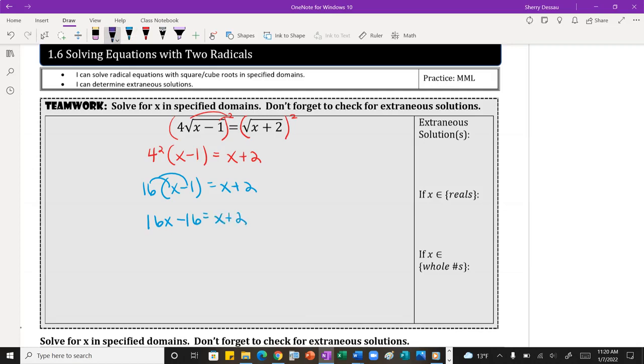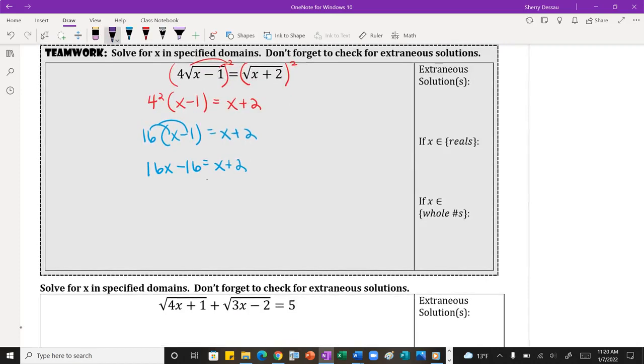I will go ahead and move the x over, and the 16 over. So this will cancel, and I have 15x equals 18. When I divide by 15, I will get x equals, and I need to decide if I can reduce this. If I reduce by 3, I'm going to get 6 over 5. Now I'm going to need to go through and check to make sure that this is not an extraneous solution.